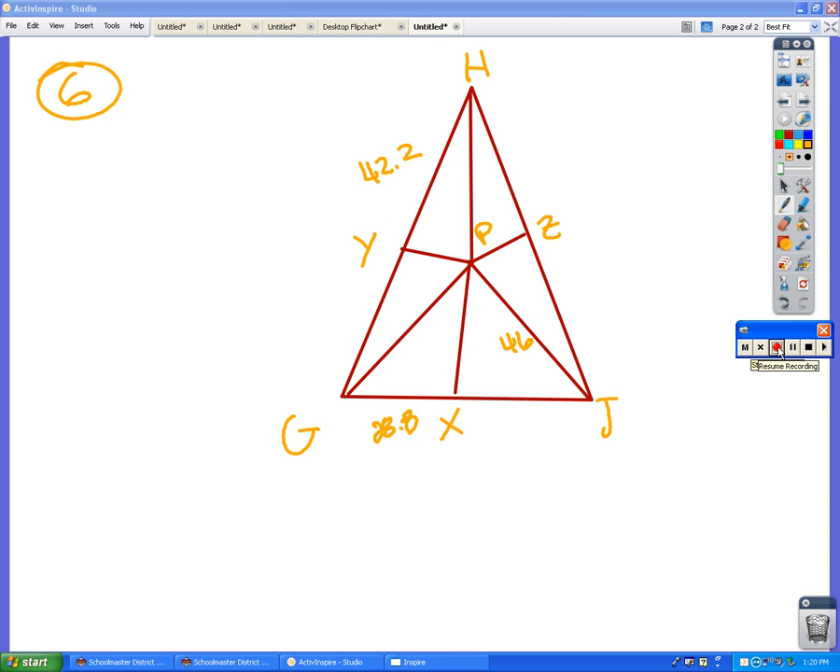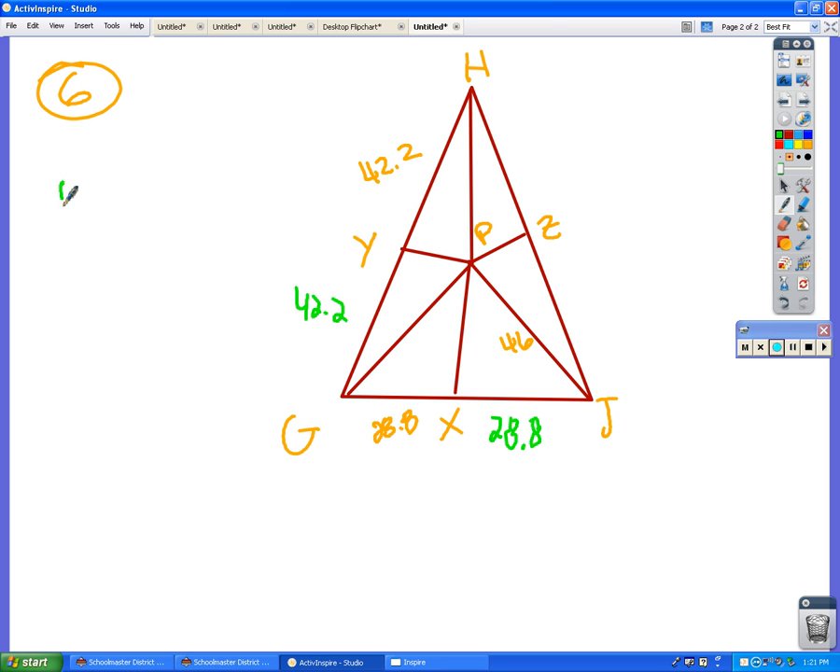Okay, so let's give up on that and try number 6. Okay, so PX, PY, and PZ are perpendicular bisectors. So, tell me something I know because of that. GY is 42.2. Okay, good. JX is 28.8. Okay, what else? That's all you got?